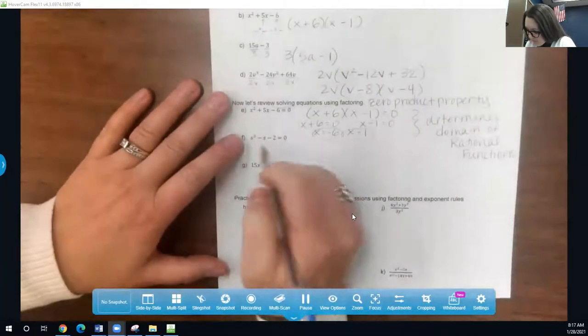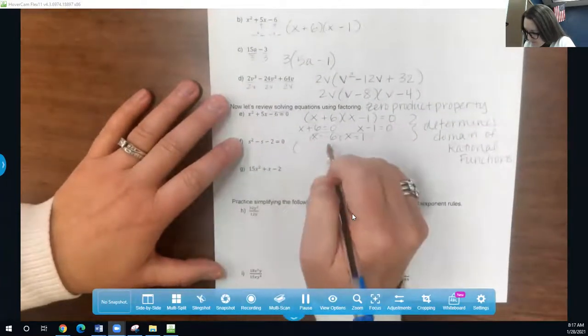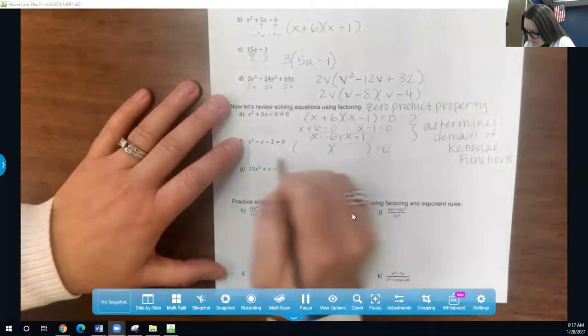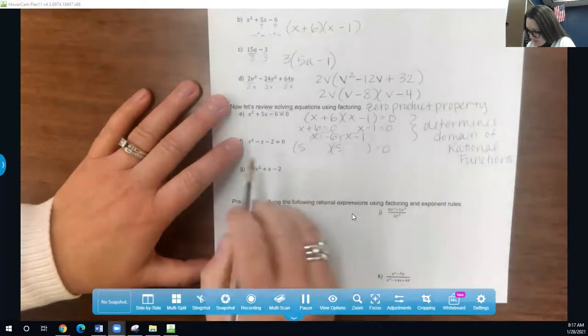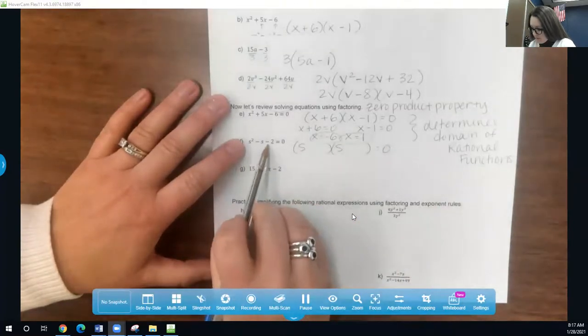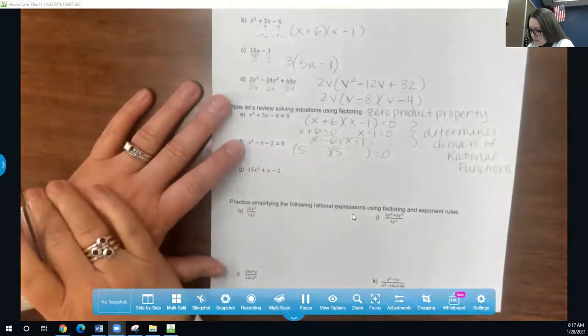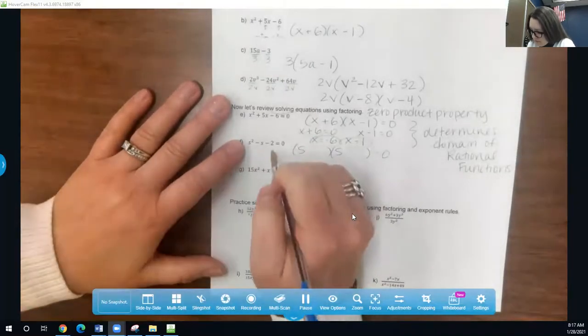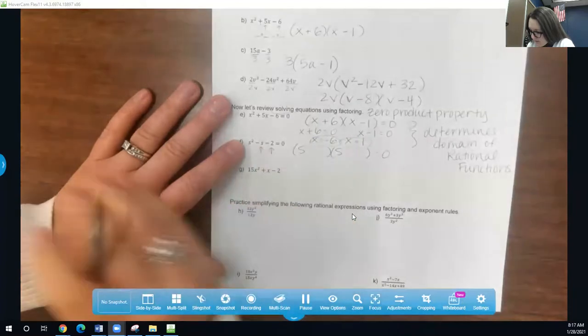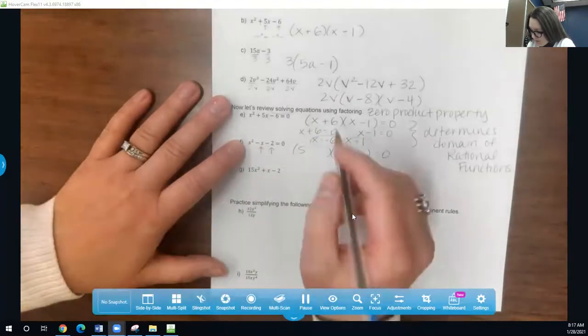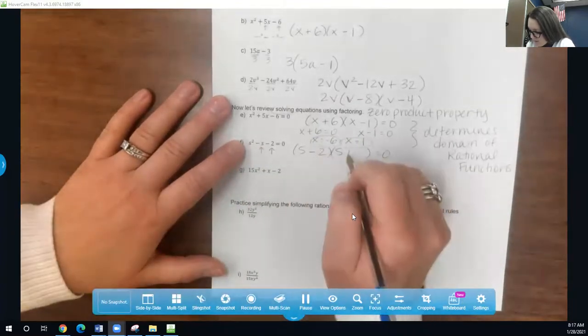All right, let's keep going. Let's factor this here: s squared minus s minus 2 equals 0. Let's see what multiplies to get -2 and adds to get -1. I'm going to guess it's 2 and 1. I'm going to say it's -2 and +1.